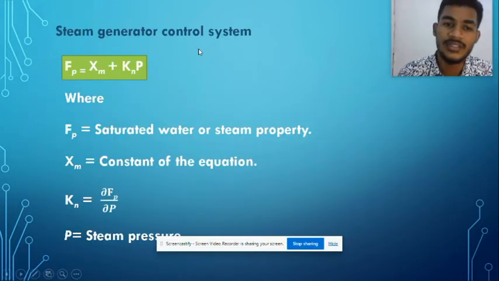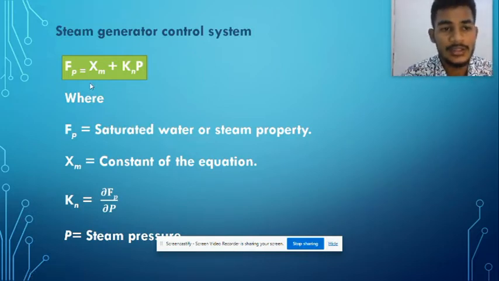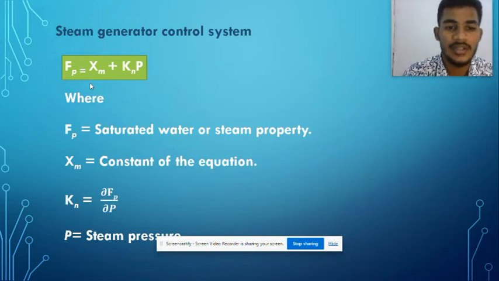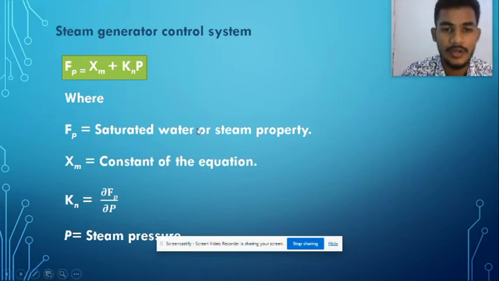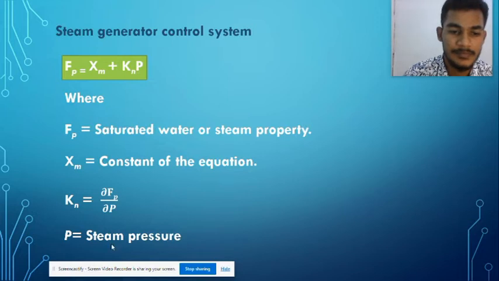Steam generation control system. This formula is used to find saturated water or steam property. Fs equals Xm plus Knp. Fp refers to the saturated water or steam property. Xm is the constant of the equation, plus the derivation of saturated water divided by the steam pressure.